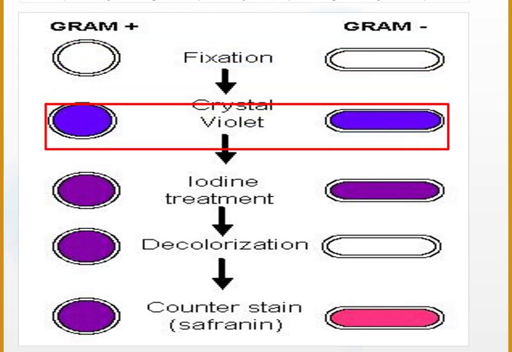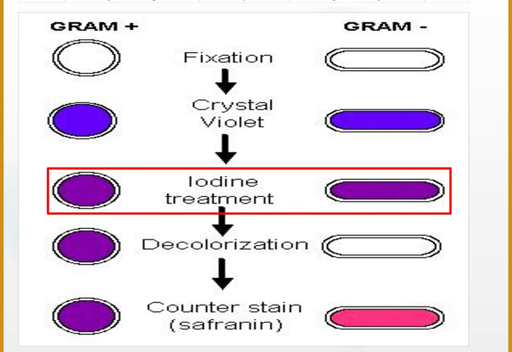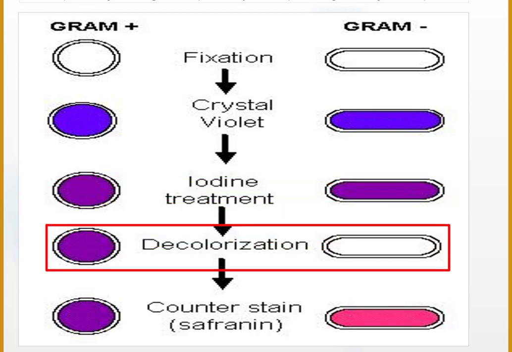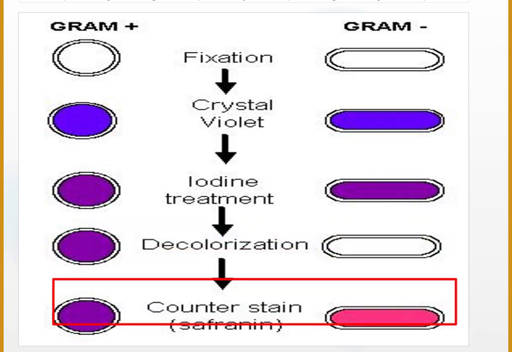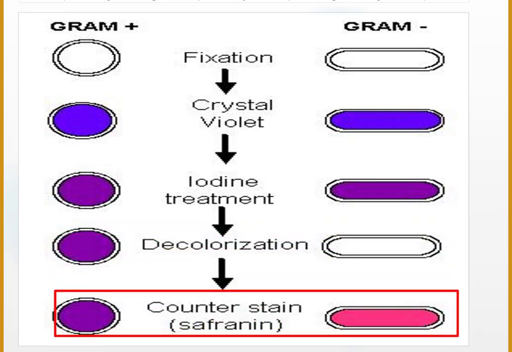Second, crystal violet should be poured. Third, iodine should be added on slide cells to fix crystal violet with peptidoglycan of the cell. Fourth, 95% concentrated ethanol alcohol must be added, or the slide cells must be washed by 95% concentrated ethanol alcohol or acetone. Fifth, slide cells should be stained by counter stain or safranin.